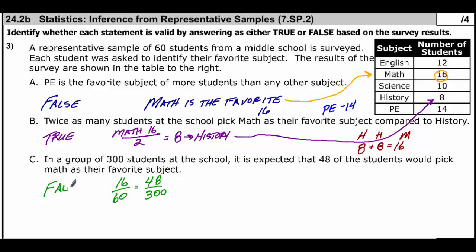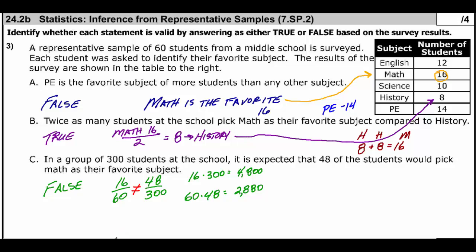And now we're going to do the proof that it's false. And my proof is to cross multiply. So multiply 16 times 300. And when you multiply 16 times 300, you get 4,800. And then finish the cross multiplication. 60 times 48 gives you 2,880. And since those are not the same, this is not equal. So that was my way of solving it. I'm going to make that not equal a little easier to read.